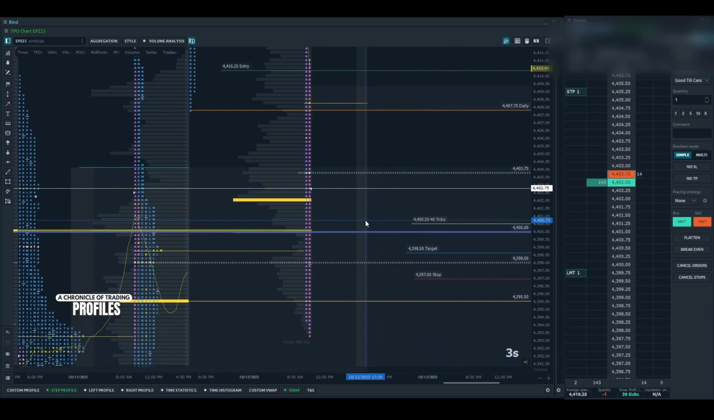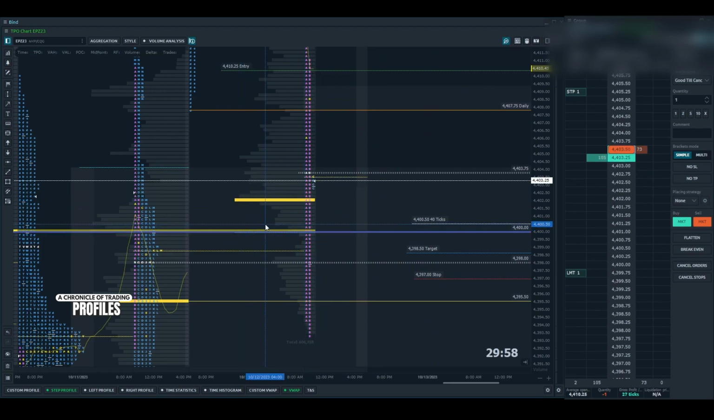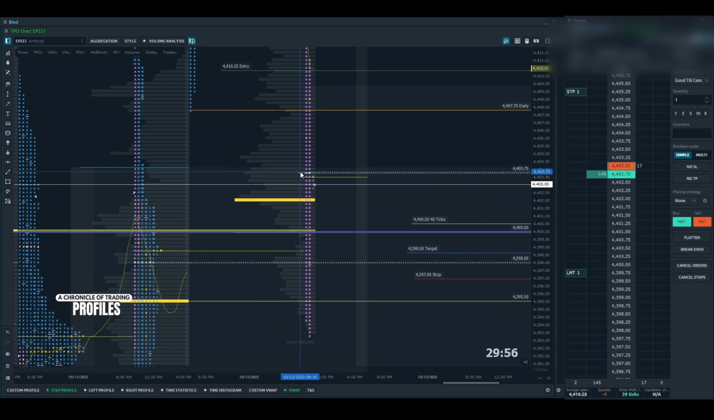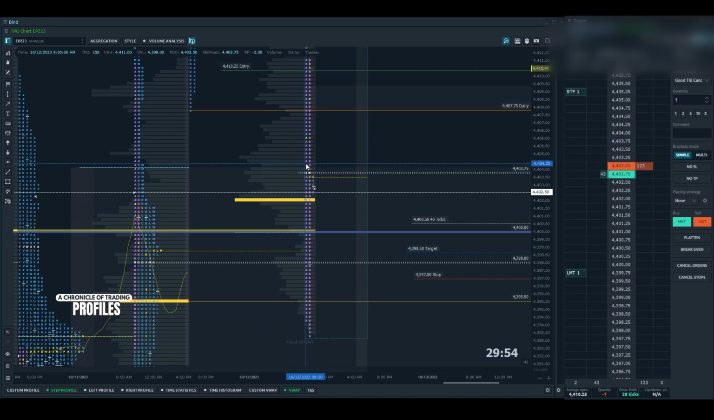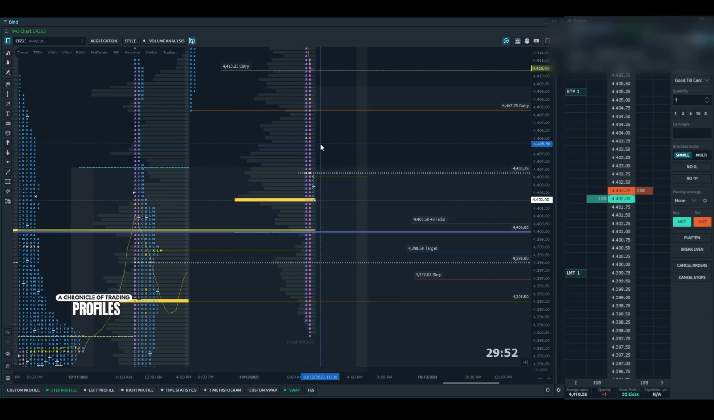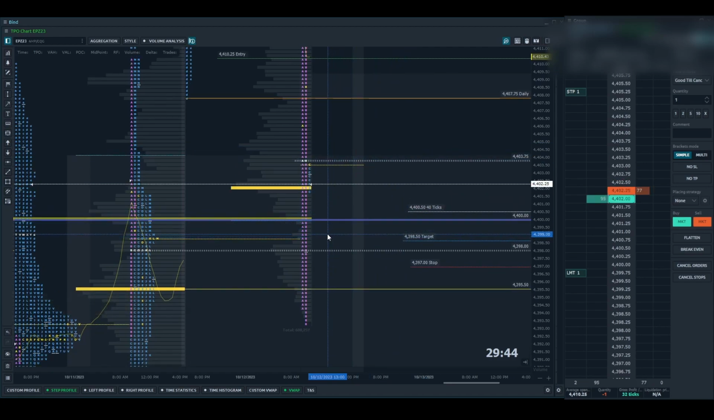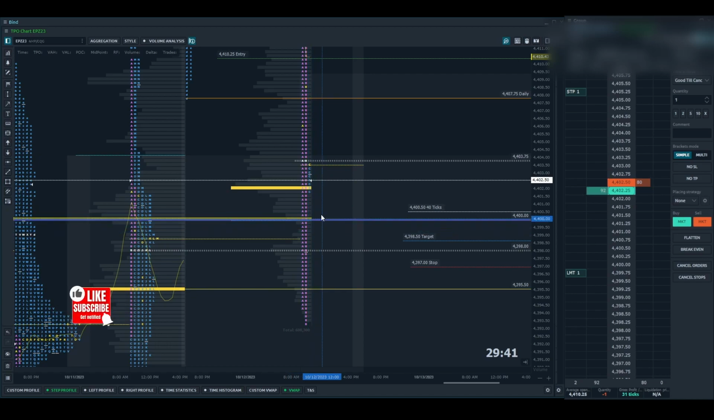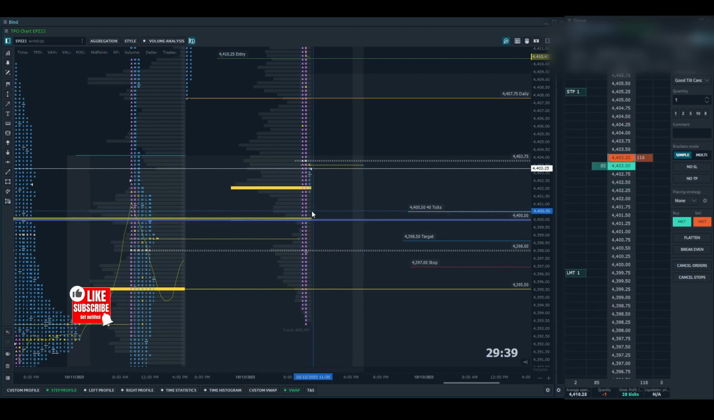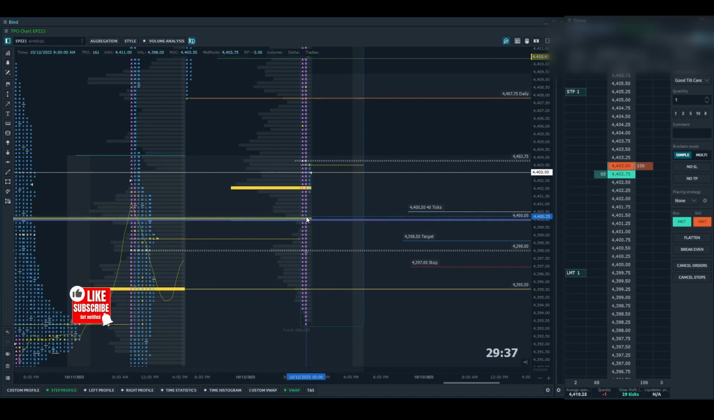So the next thing I'm looking at is this POC, and then this 4400 is my target. Now that the C period opens, I don't really want to see that come up into this area. I'm measuring to make sure my stop is where it needs to be. I'm looking at that 4400 area.